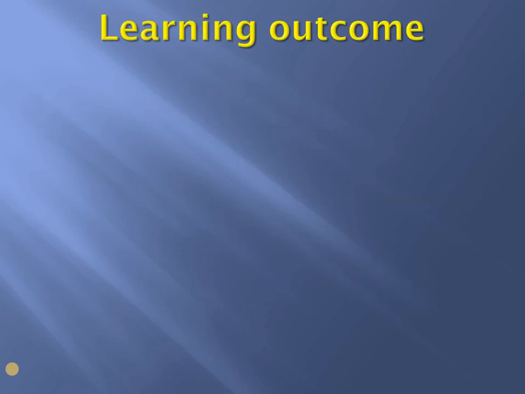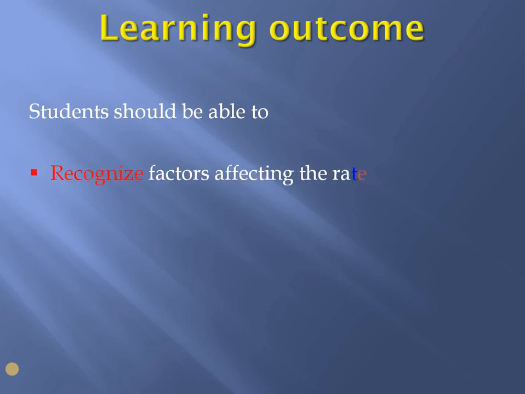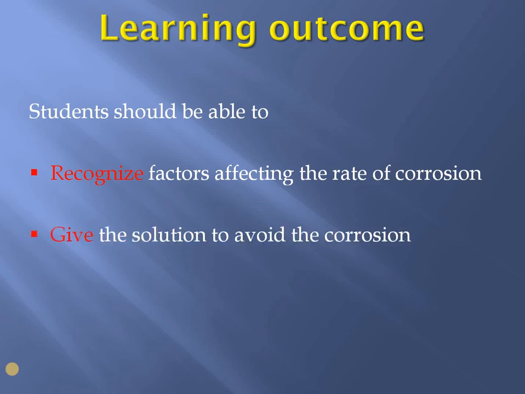The learning outcome from this session will be that students should be able to recognize the factors affecting the rate of corrosion, and students should be able to give the solution to avoid the corrosion of metal.